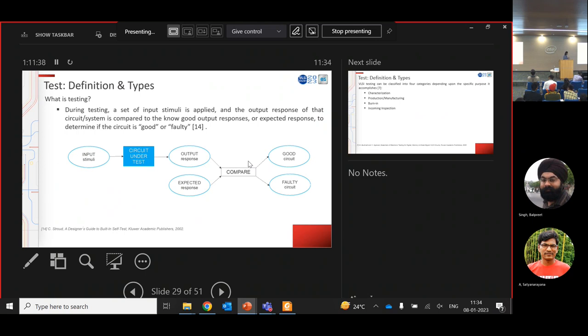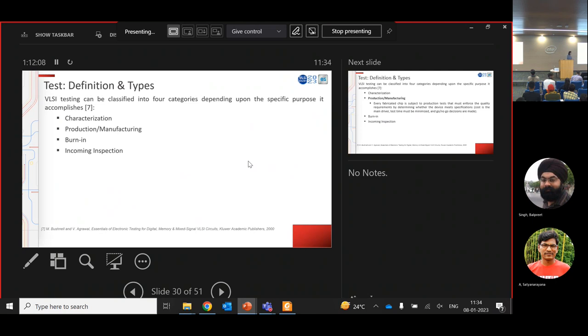Okay, so let's talk a little bit about testing. The concept of test is really easy to understand. We are going to have a circuit and the steps. We are going to provide some inputs. We are going to have an output. Then you have the expected output, the golden reference, in terms of testing. You are going to compare and you are going to classify good and faulty circuits. That's the main idea of testing something.